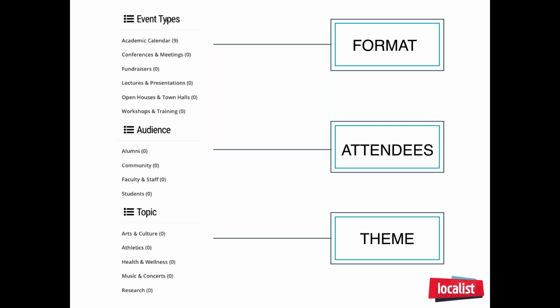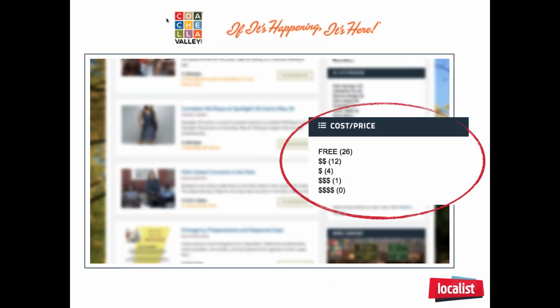So here's how they would all work together. You might have an event that is a fundraiser. That's going to be the event type for a new arts program, which would be an arts and culture topic, and it's geared towards alumni, who would be your target audience. Or maybe you have a farmer's market with the event type of food and drink, with the topic of sustainable communities, and the audience of, say, general public or family friendly.